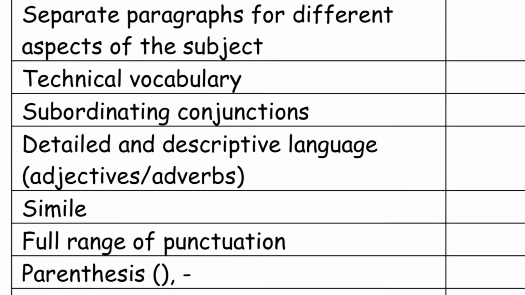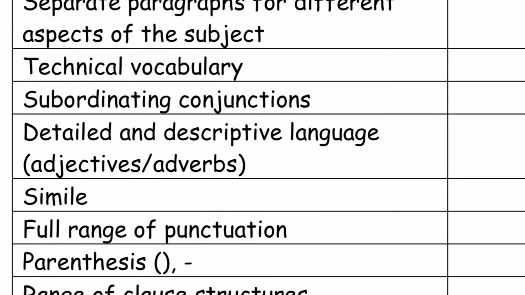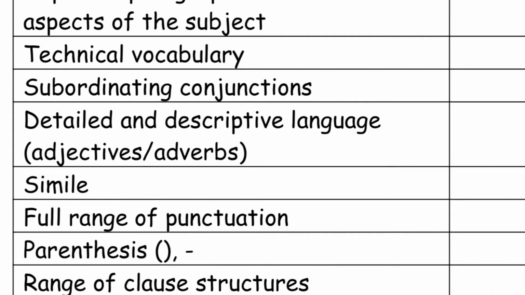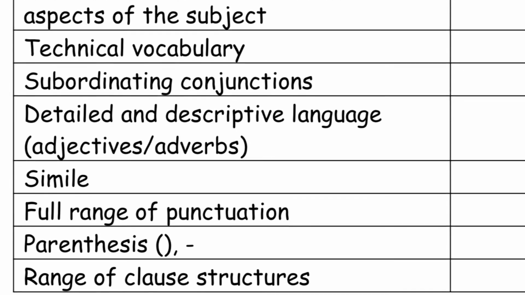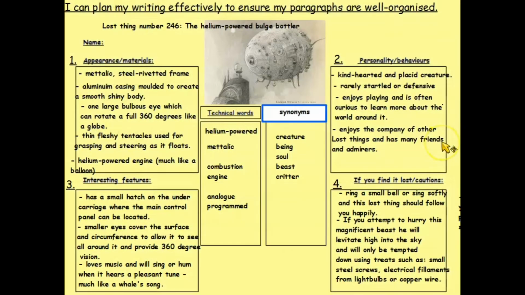In non-fiction texts, there should be every type of punctuation, probably apart from speech marks. We want you to try and use parenthesis, so add some extra detail using brackets, add some extra detail using a dash, and try to use a range of different clause structures in your writing. Now it's time to get started.